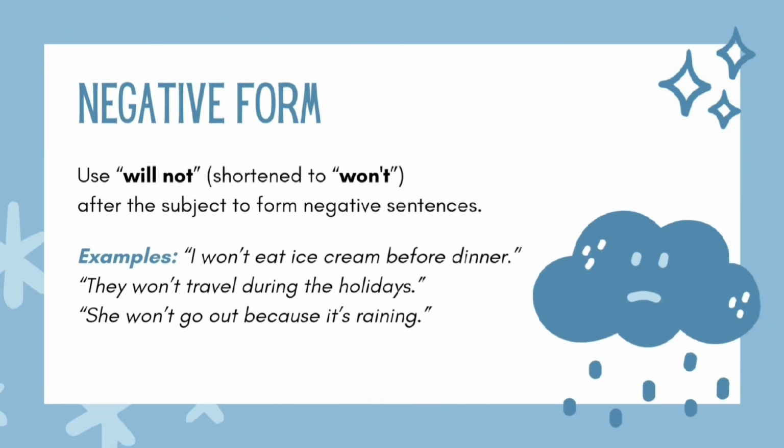Negative form. Use will not, shorten to won't after the subject to form negative sentence. Examples: I won't eat ice cream before dinner. They won't travel during the holidays. She won't go out because it's raining.